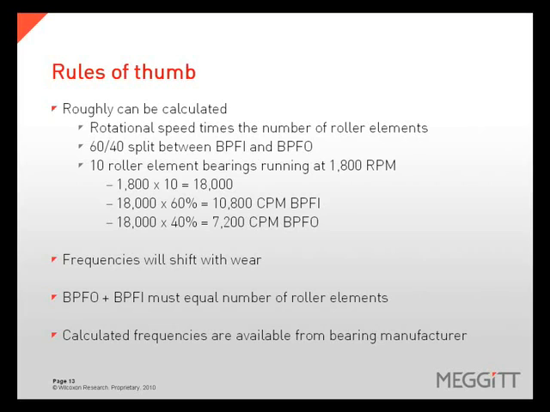If we do not know the actual defect frequencies for a bearing, we can use some rules of thumb to roughly calculate them. If we know the number of roller elements in a bearing, we can multiply that by the rotational speed. This number can then be split into two parts, 60% of the number representing the rough inner race frequency and 40% of the number representing the rough outer race frequency. So if we have a 10 roller element bearing rotating at 1800 RPM, our inner race frequency will be roughly 10,800 CPM, and our outer race frequency will be roughly 7,200 CPM.